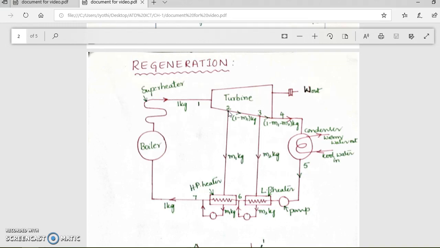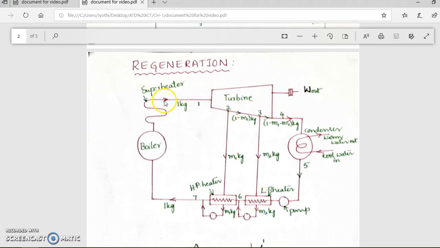After certain expansion at point 2, the bled steam will enter the high pressure heater. Why are we calling this feed heater the high pressure feed heater? Because the steam we are receiving is at a little bit higher pressure when compared to point 3, and this is called the low pressure feed heater. At point 3, again after certain expansion we are leaking a certain amount of steam and it will be supplied to the low pressure heater.